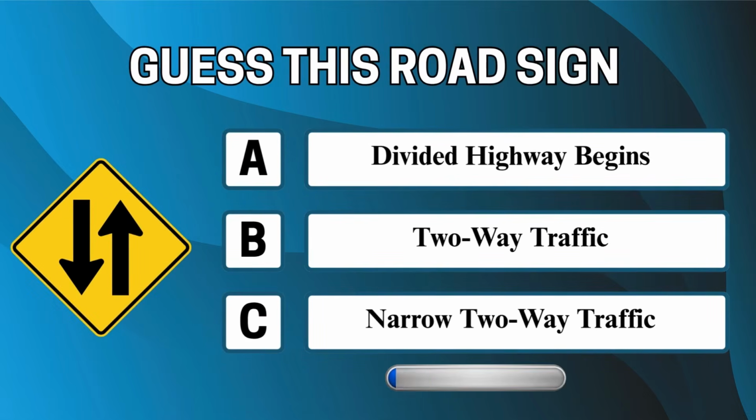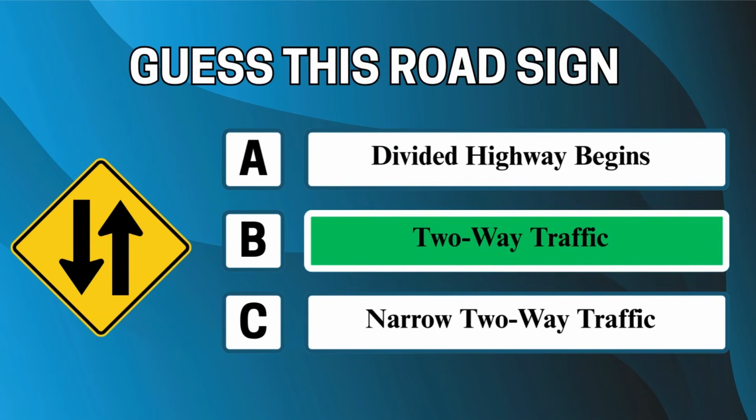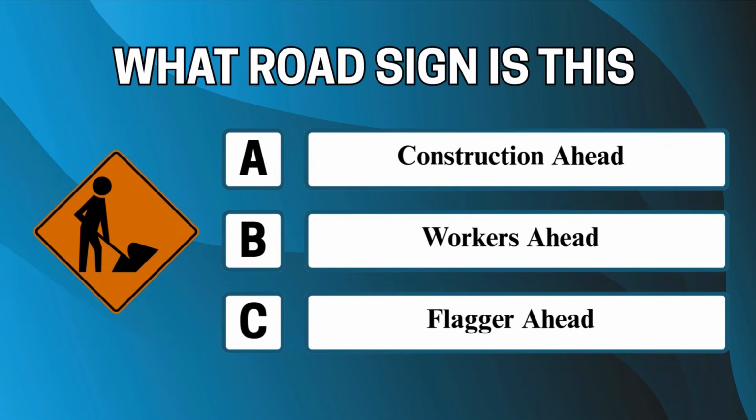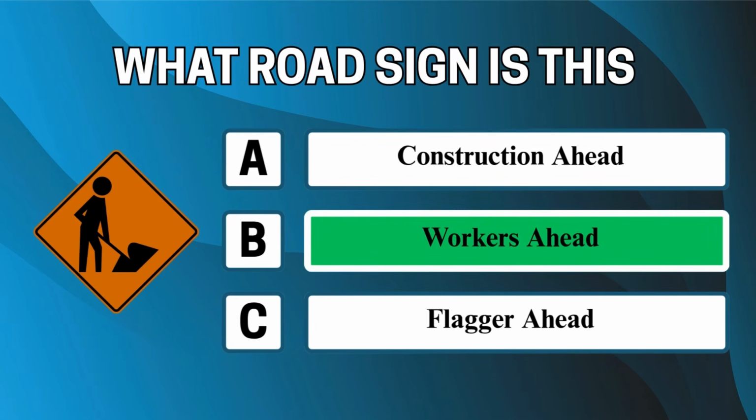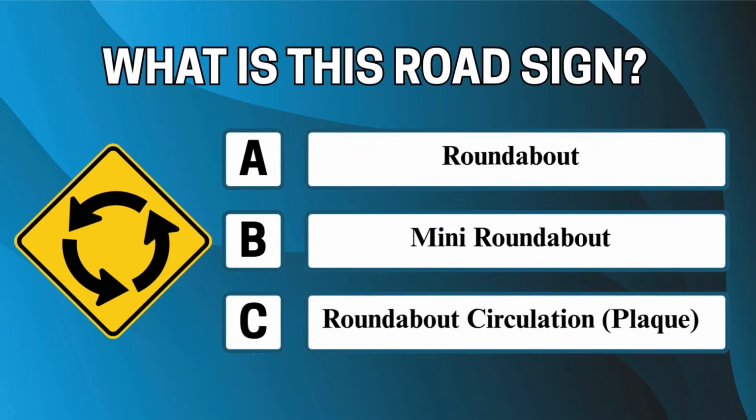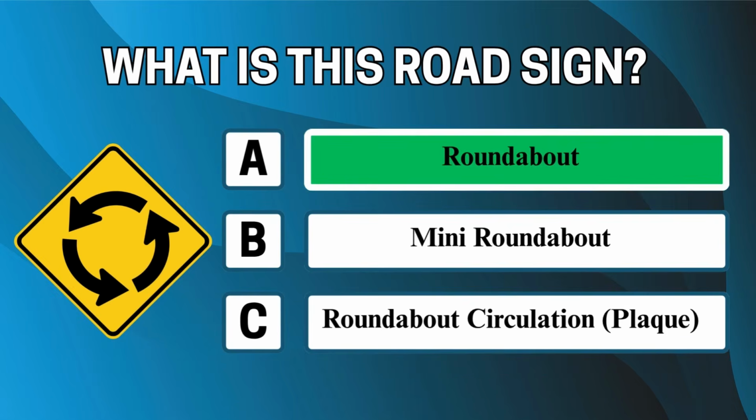Guess this road sign. Exactly, it is the two-way traffic sign. What road sign is this? Yes, it is. It is the workers ahead sign. What is this road sign? That's right, it is the roundabout sign.